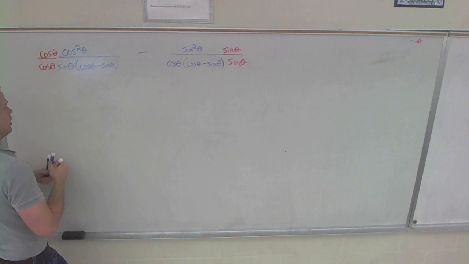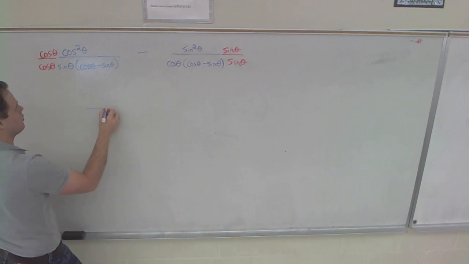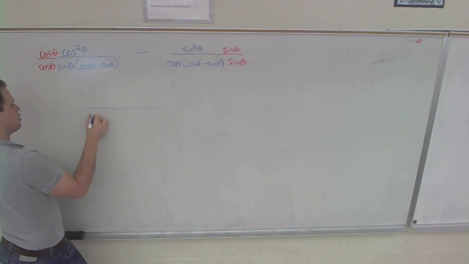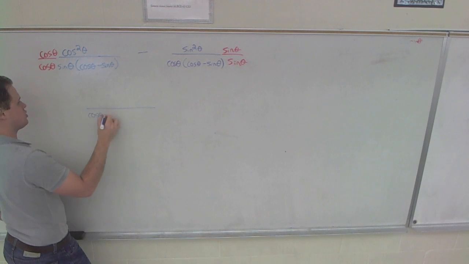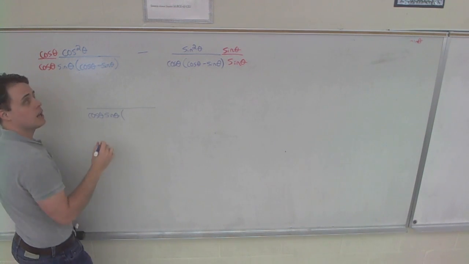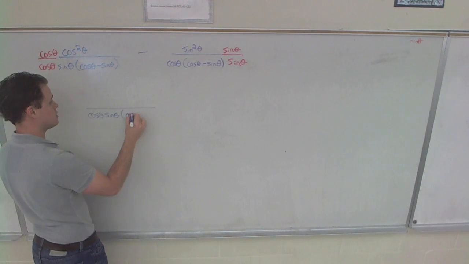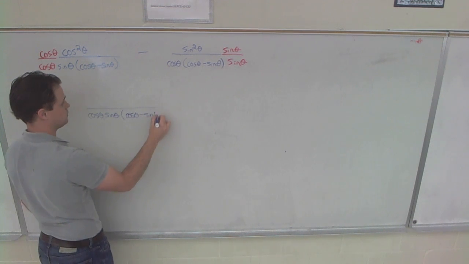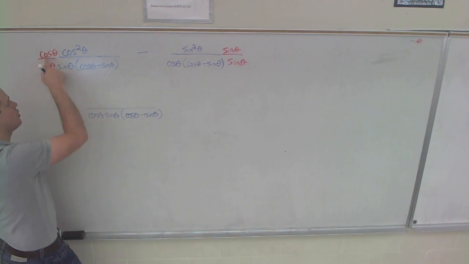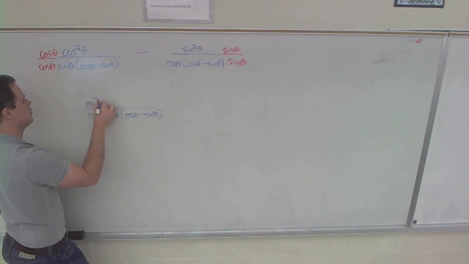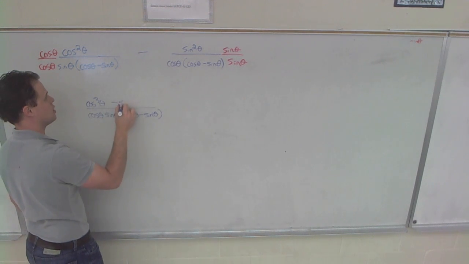So now let's see what we have. Now at least we have a common denominator. The common denominator has a cosine, it has a sine, and it has a quantity cosine minus sine. Let's see what's left on top. Here we've got cosine cubed. Here we've got sine cubed.